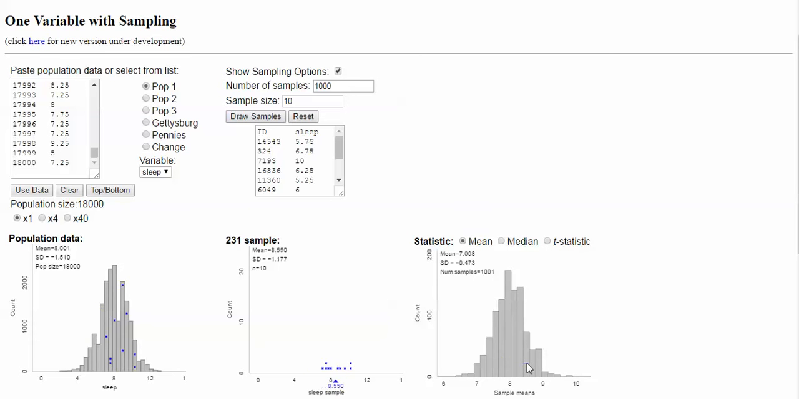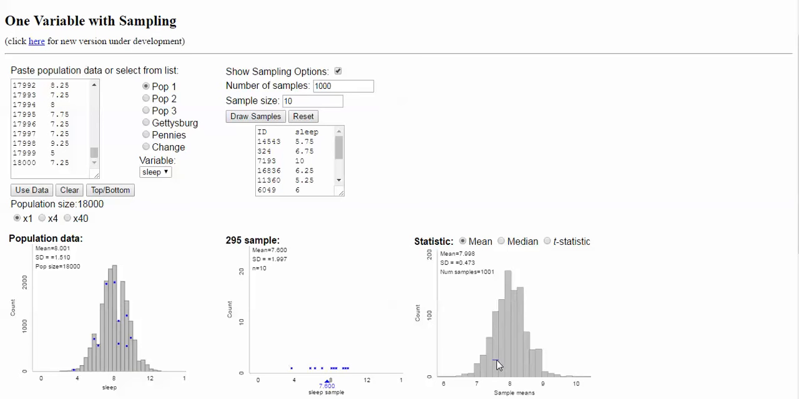And we can see that this pile of sample means has a normal distribution just like the population. That's because when the population is normal, the sampling distribution is always normal, no matter what sample size you're dealing with.